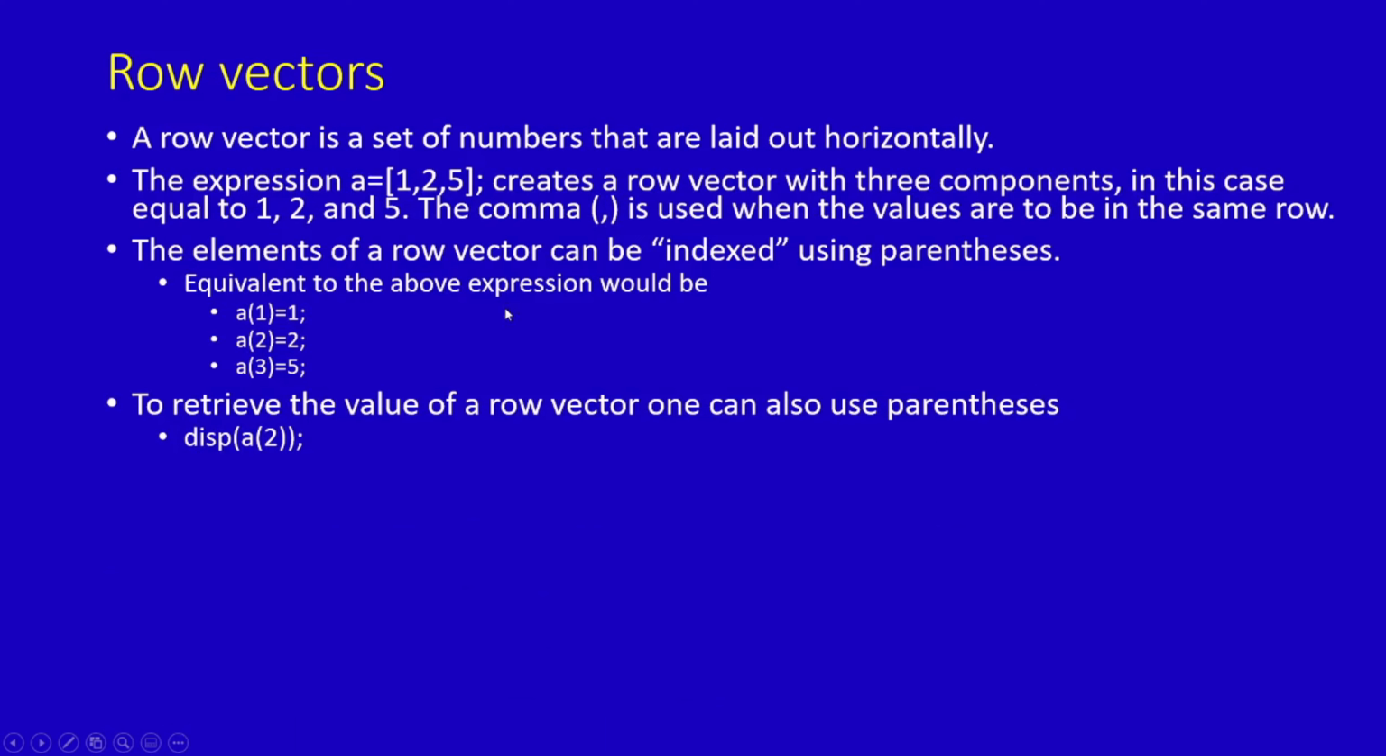So you can access the elements of an array using parentheses. That's called indexing. So you can say A parentheses 1 will give you the first element of A, which is 1. So in this case, you're taking the first element and setting it equal to 1, second element equal to 2, third element equal to 5. This does the exact same thing as this statement here. So this is how you can display an element of an array. And now we're going to do a little bit of a demo.